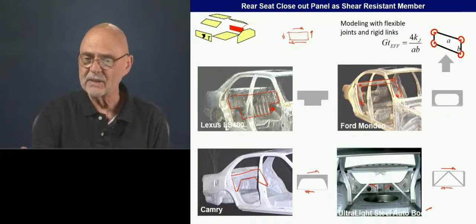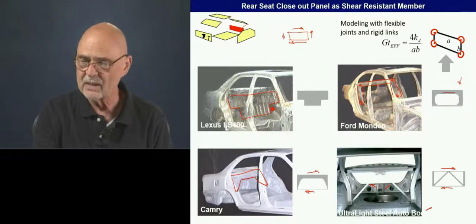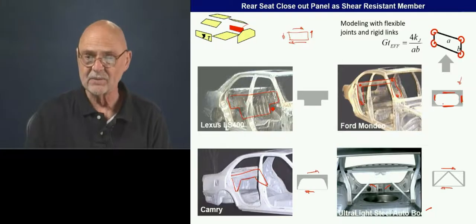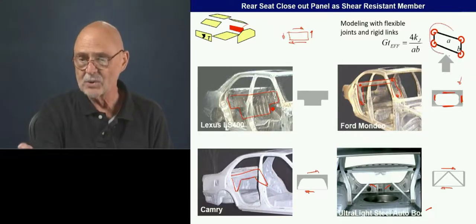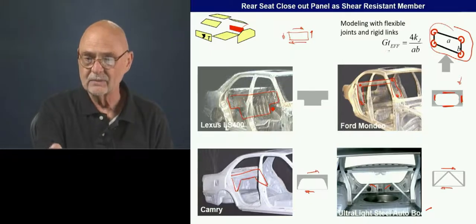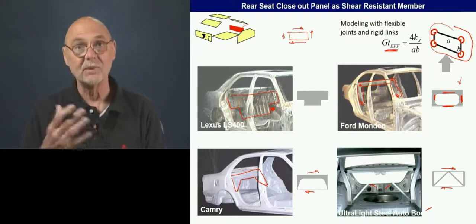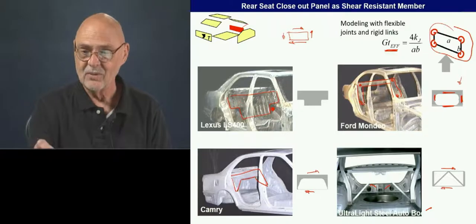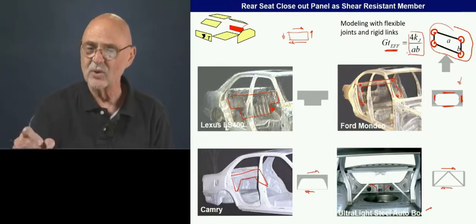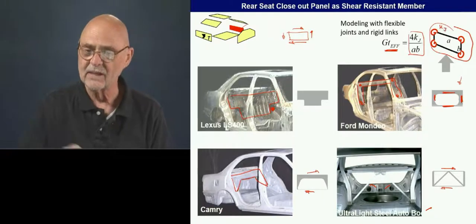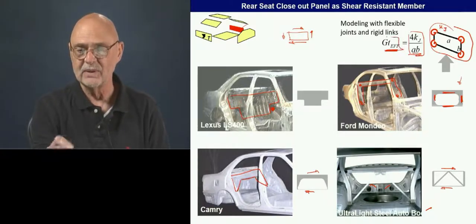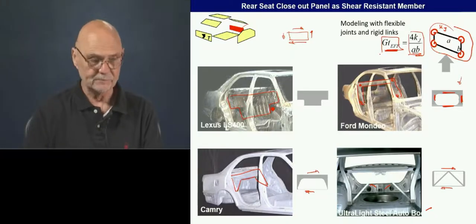If we want to model something like this one and say, well, this is a beam, that's a beam, that's a beam, that's a beam, and they're connected by flexible joints, and most of the deformation is coming in the joints, then we don't have to do the picture frame kind of analysis. We can use this equation here: 4 times K of the joints, and we're assuming these are all identical joints, divided by AB will be the effective shear rigidity.